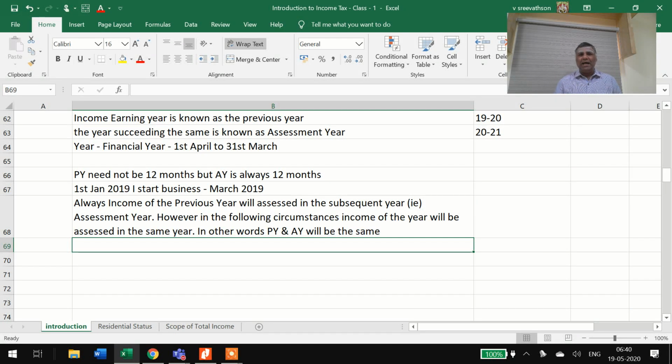So we call it as PY and AY. It is not PY first, AY second. AY comes and merges with PY. It is in the same year. They will say, pay the tax and leave the country. So there are circumstances where, normally, first PY is followed by AY. But there are circumstances where AY and PY will be the same, or AY comes and merges with the previous year.